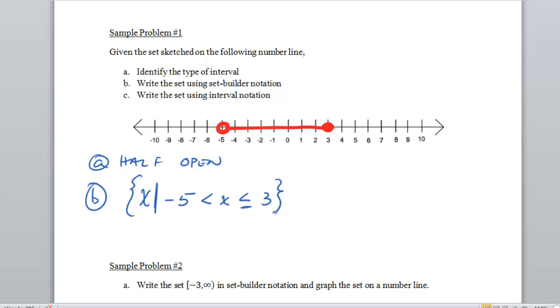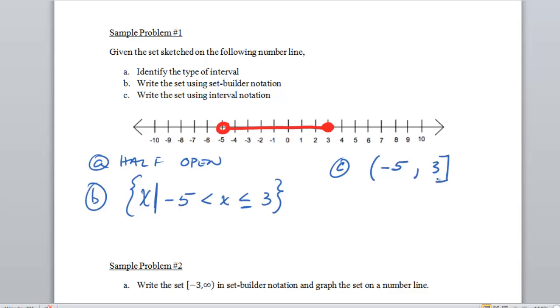Now, we could also write this in interval notation, and so basically our interval notation would be between -5 and 3, with one side being a parenthesis for an open interval and one side being a bracket for a closed interval. And so that's what that would look like in interval notation.